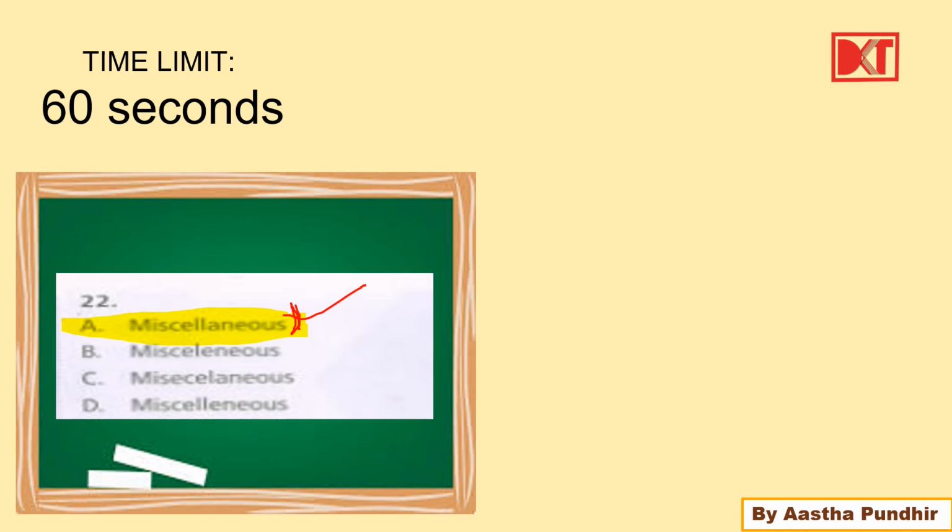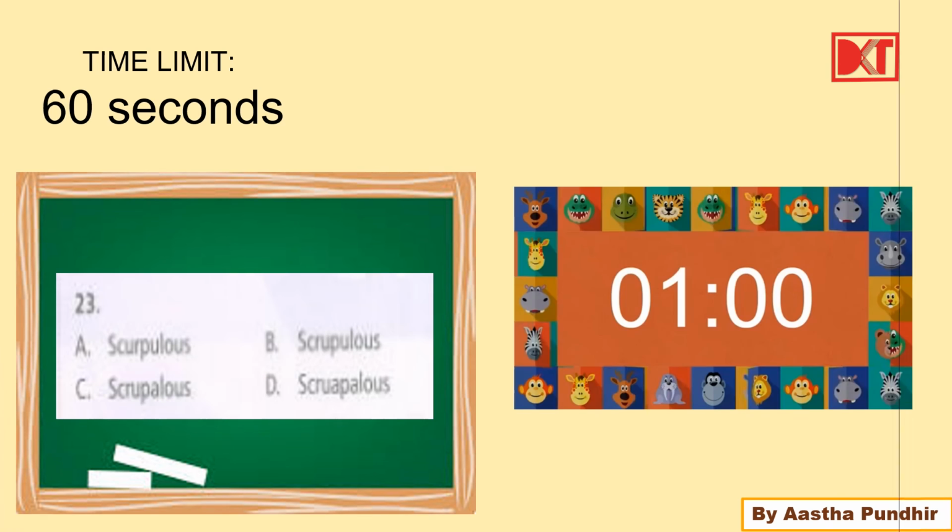You should remember this. Other ones you see, there is a single L in C, and in D here, CLLEN, which is also incorrect. Okay.